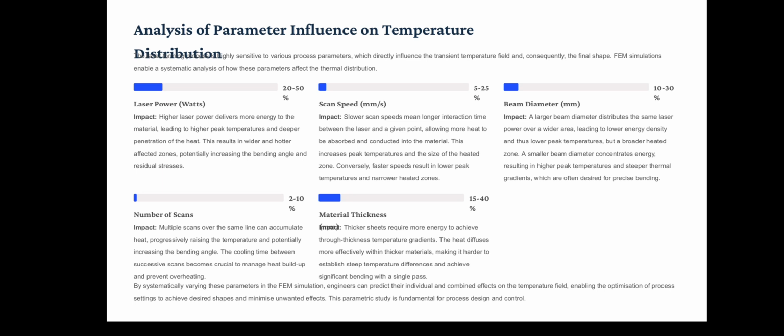Analysis of parameter influence on temperature distribution. Laser power impact, scan speed, beam diameter, number of scans, material thickness. This shows the sensitivity of various process parameters, which directly influence the transient temperature field and consequently the final shape. Simulations enable a systematic analysis of how these parameters affect the thermal distribution.